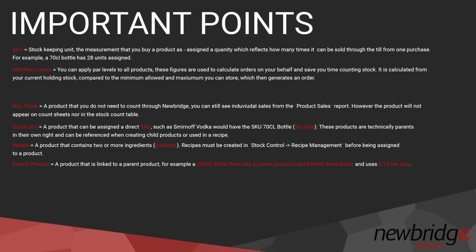An SKU is quite simply a stock keeping unit. This is the measurement that you buy the product in as. For example, a bottle of Gordon's would be a 70 centilitre bottle. Attached to this, and all other SKUs, is a unit. For example, a 70 centilitre bottle has 28 units. This means we can sell the product through the till 28 times before it runs out of stock.